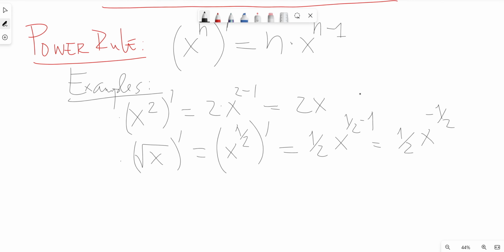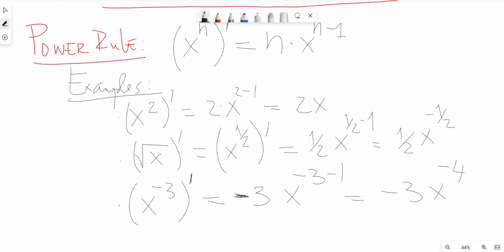It doesn't change anything. So let's say I need the derivative of x to the power negative 3. So that gives me negative 3, which is the power, times x to the power negative 3 minus 1. I get negative 3x to the negative 4 power, and so forth and so on. So that's the power rule.